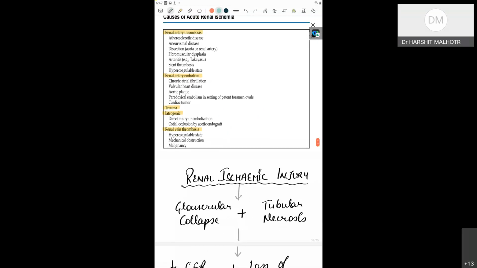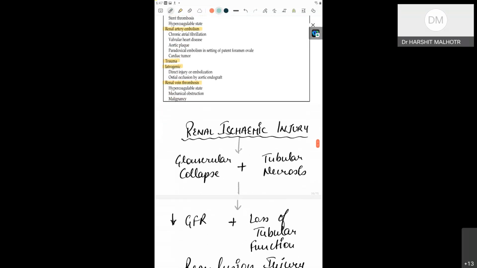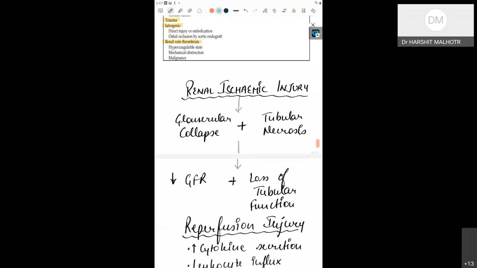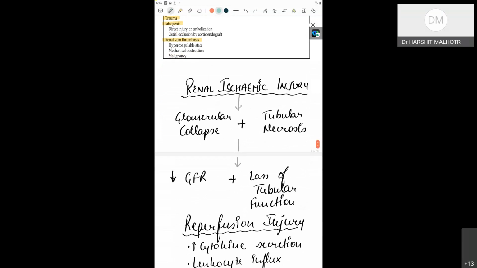Now, what happens in a renal ischemia? When there is a renal ischemic injury, because of the end arteries, there is glomerular collapse because the glomerulus is not supplied, and there is tubular necrosis. And this leads to decreased glomerular filtration, and there is loss of tubular function.